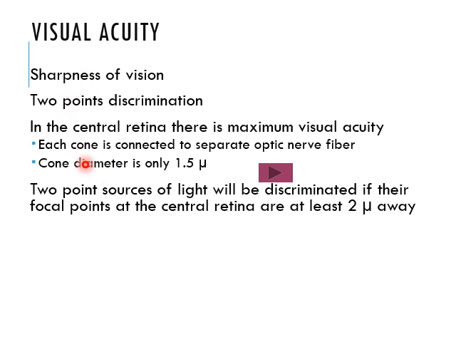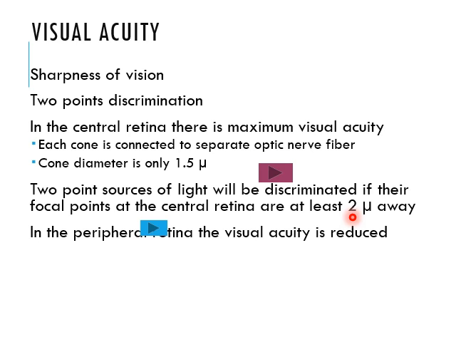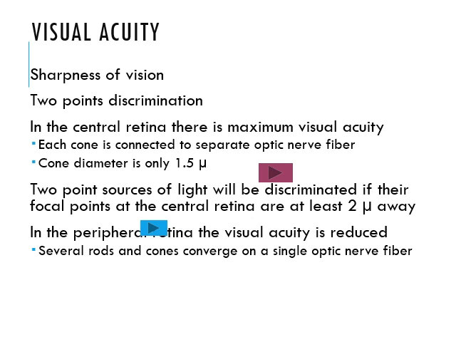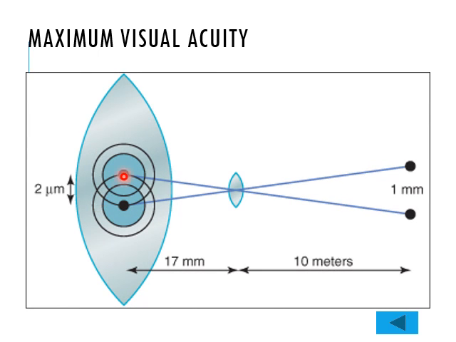So the 2-point sources of light are usually discriminated if the focal points on the retina are 2 mm away from one another. So then only you can tell these 2-point sources to be different. So in the central retina, you have maximum visual acuity. And in the peripheral retina, the visual acuity is usually decreased. So if the 2-point sources on the retina are 2 mm apart, then you can probably tell these two objects apart, and this is the visual acuity, that is sharpness.